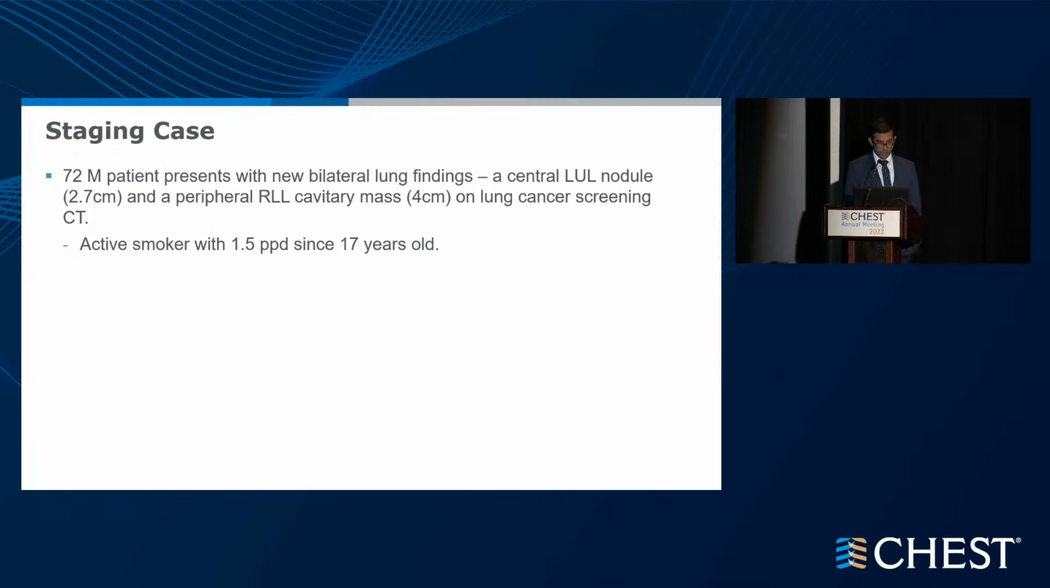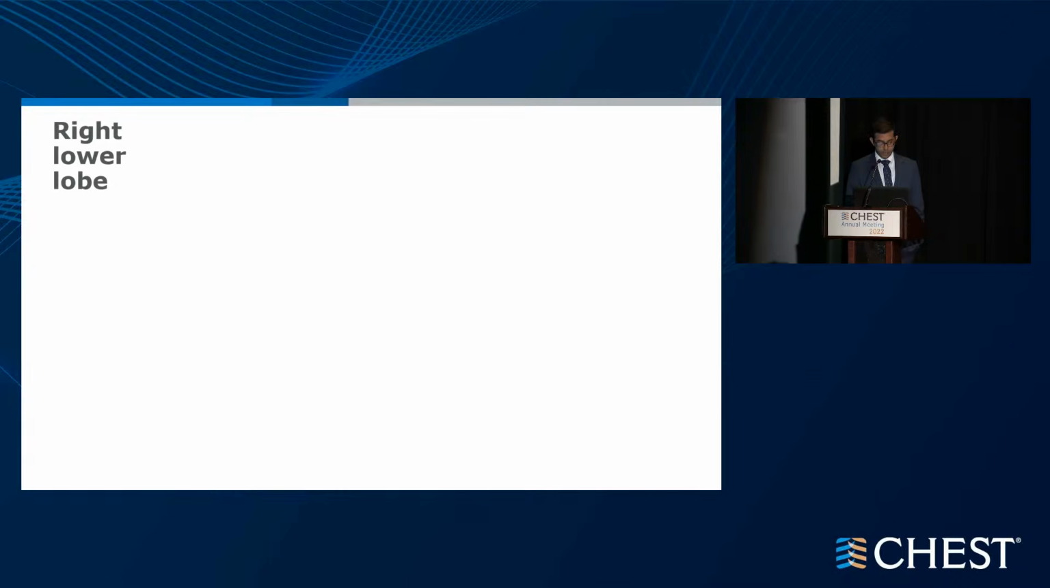All right, with that, we'll start with the first staging case. We have a 72-year-old male who presents with new bilateral lung findings on a lung cancer screening CT. There's a left upper lobe nodule and a more peripheral right lower lobe cavitary mass. Relevant history is that he's an active smoker, 1.5 packs per day since 17 years old, but really asymptomatic from a respiratory perspective and without any other constitutional symptoms. It was just caught on a lung cancer screening CT at the age of 72.